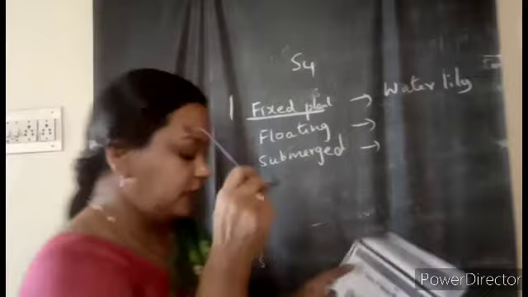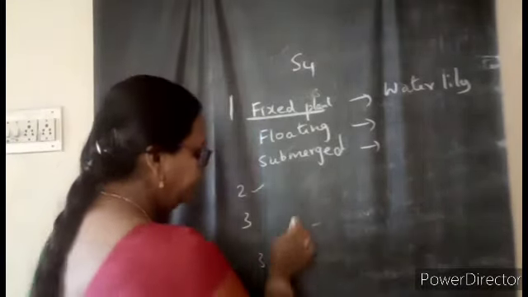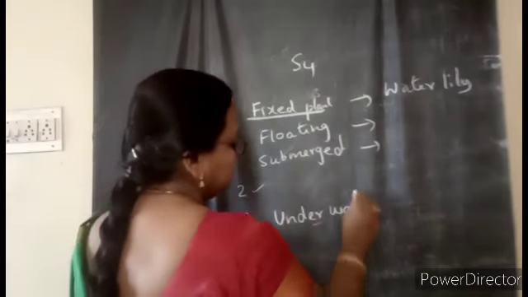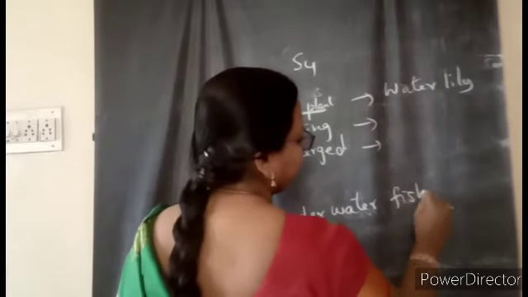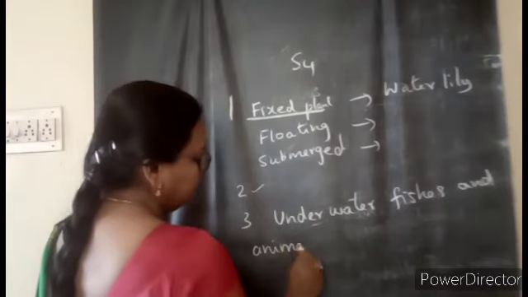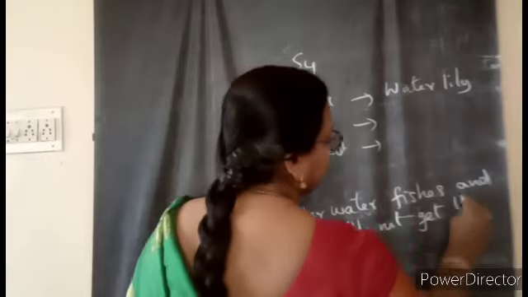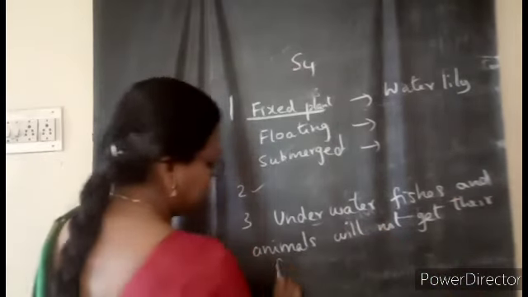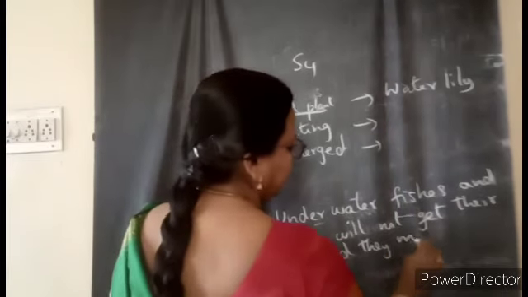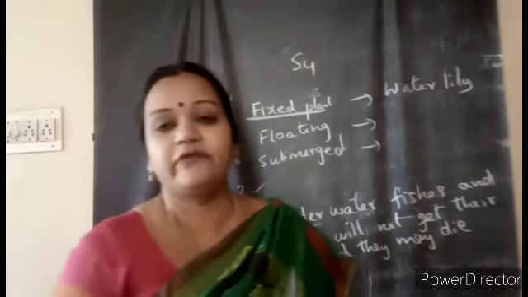So what can be written here? What would happen if there are no underwater plants like hydrilla? Underwater fishes and animals will not get their food and they may die. So this will affect the ecosystem. Thus it affects the ecosystem.